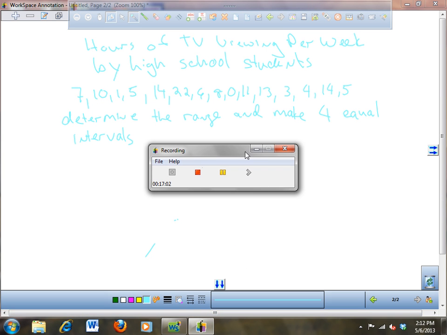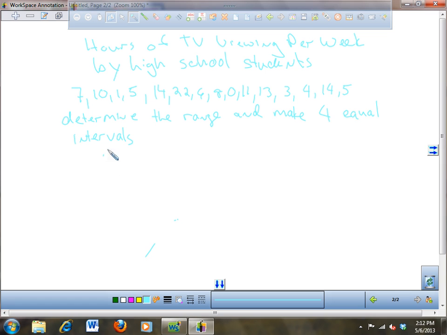So the range is 22. 22 minus 0 equals 22. Then I'm going to take that, since I want 4 intervals, I divide that by 4, and I get 5.5, right? Okay, and then I round up to 6. So what that means is I want 6 numbers in each set of numbers. Okay? And that should cover me.